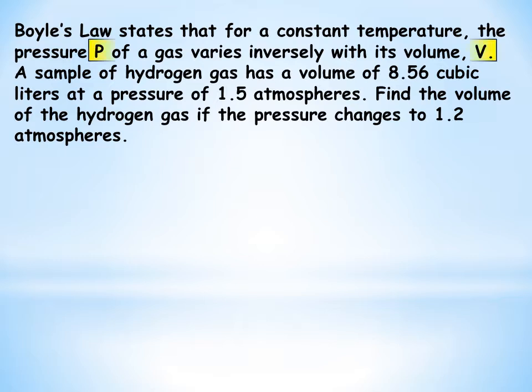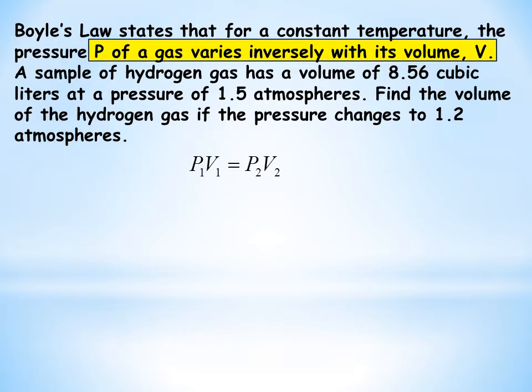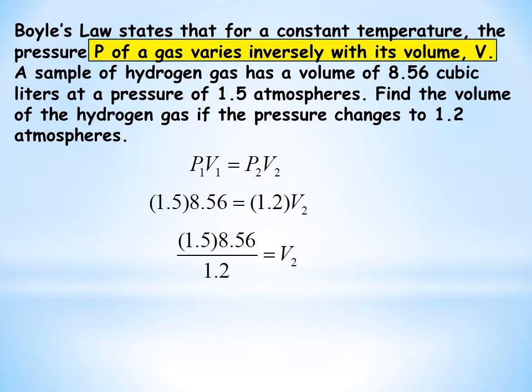So I'm going to use the fact that I know that P varies inversely with volume, and I know that if it's an inverse variation, their products have to be equal to each other because their products will be a constant. Now that I have this set up, I can just plug in the information that they have given me in the problem. The first sample of gas has a pressure of 1.5 atmospheres and 8.56 cubic liters, and it's asking me to find the volume when the pressure changes to 1.2. So I can just go ahead and do the math out here, and I know the volume has to be 10.7 cubic liters.